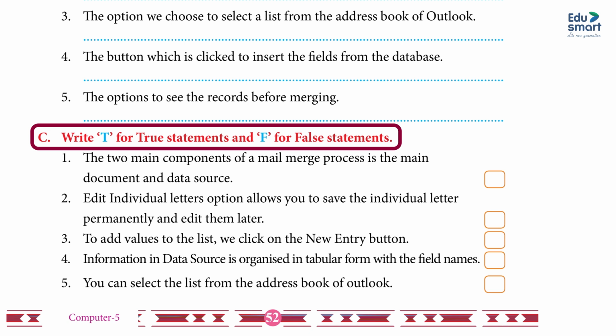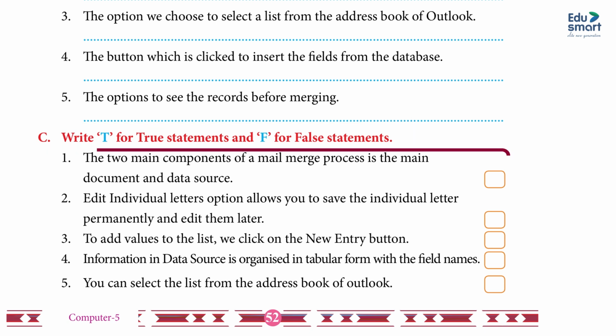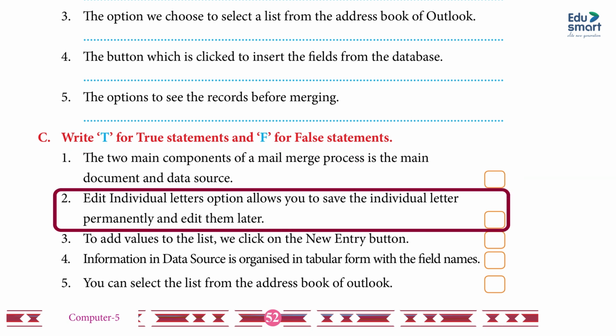C. Write T for true statements and F for false statements. 1. The two main components of a mail merge process are the main document and data source. Answer: True. 2. Edit individual letters option allows you to save the individual letter permanently and edit them later.